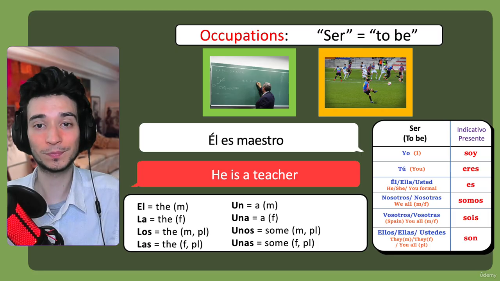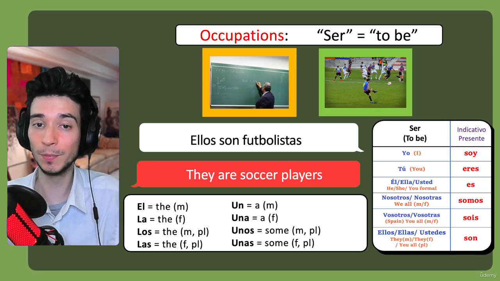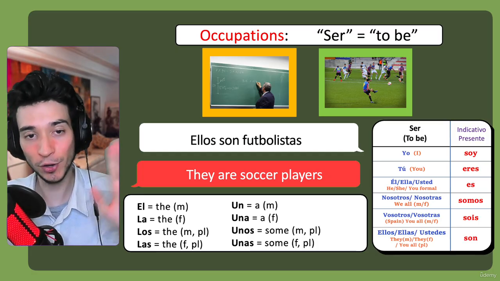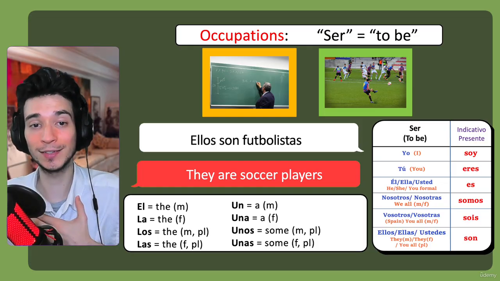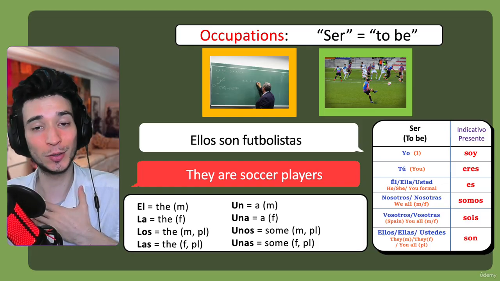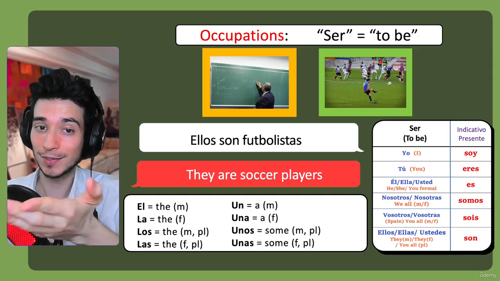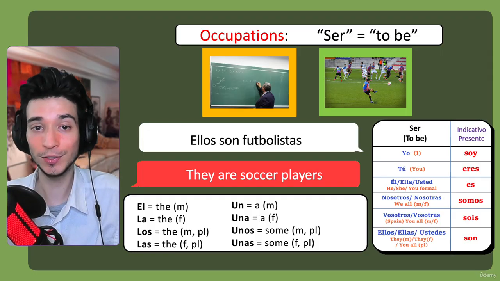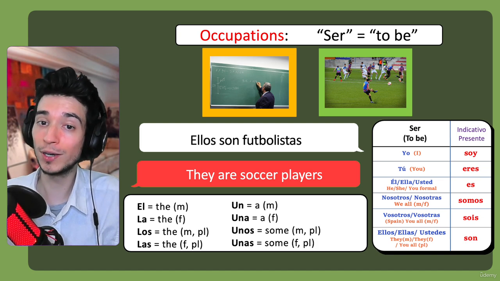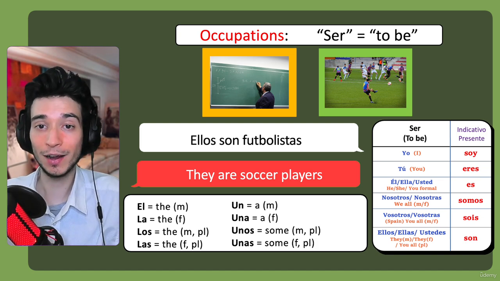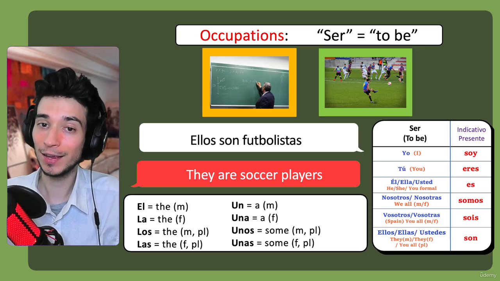And the next one, this one relates to maybe your hobbies. So if you're a soccer player, maybe not a professional soccer player, but you like to play it, you can say, yo soy futbolista. I am a soccer player. So in this case, they are football players, soccer players. So we can say, ellos son futbolistas. They are soccer players.